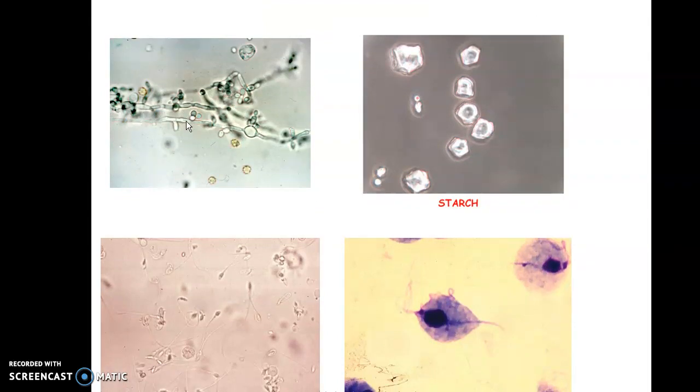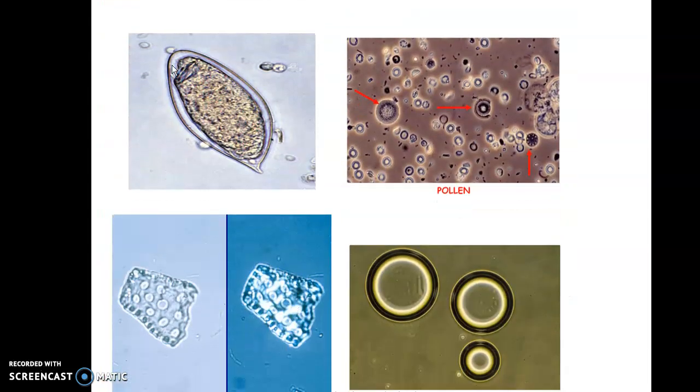What is this structure? This is the budding yeast forms. This is starch. This is spermatozoa. This is trichomonas. So, do you normally report spermatozoa in urine? It depends. You can take a call, and if it is significant, you may have to report it. And these are the ova. Sometimes pollen can be seen in urine, and air bubbles.